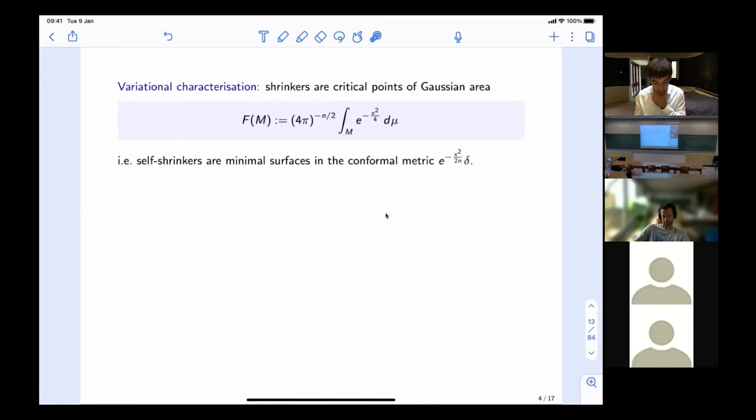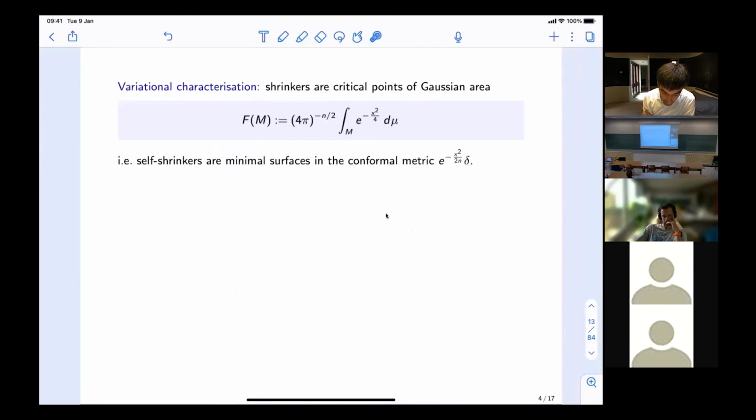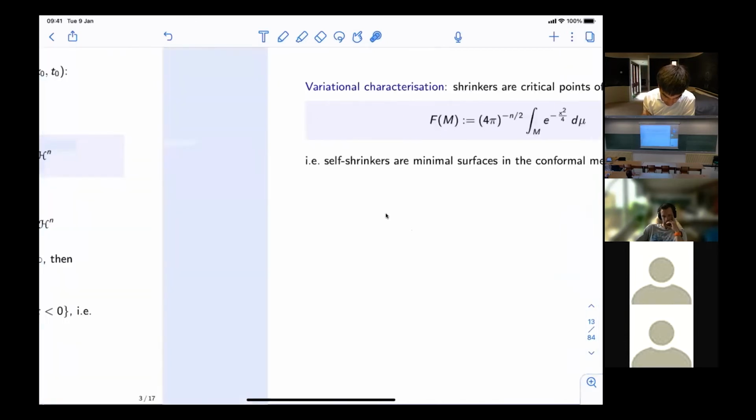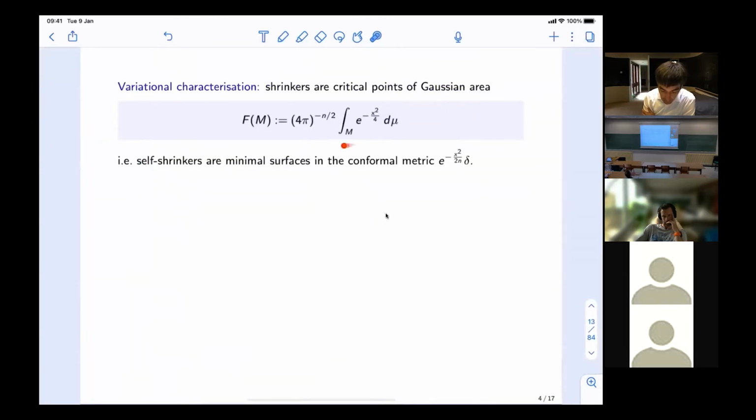Okay. Now here's another interesting thing which we'll need later here today. We have all seen this exponent e to the minus x squared over 4. This also appears already in the monotonicity formula. You can check that this equation here is exactly the Euler-Lagrange equation of this weighted area functional. If you see, variation of the measure here gives the mean curvature. If you take the derivative which comes from e to the minus x squared over 4, it gives you exactly minus x perp over 2. So these shrinkers are exactly all critical points of this Gaussian area.